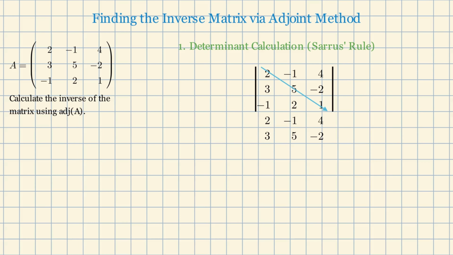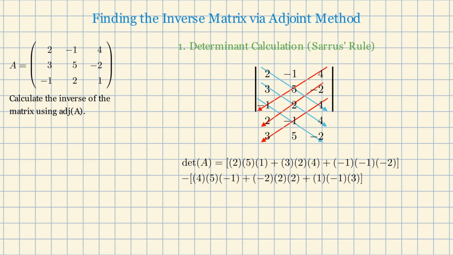Then we multiply the three full diagonals going from the top left to the bottom right and add the resulting three products together. So 2 times 5 times 1 plus 3 times 2 times 4 plus negative 1 times negative 1 times negative 2. Then we multiply and add the three complete diagonals descending from top right to bottom left. So 4 times 5 times negative 1 plus negative 2 times 2 times 2 plus 1 times negative 1 times 3. Finally, we subtract from each other.